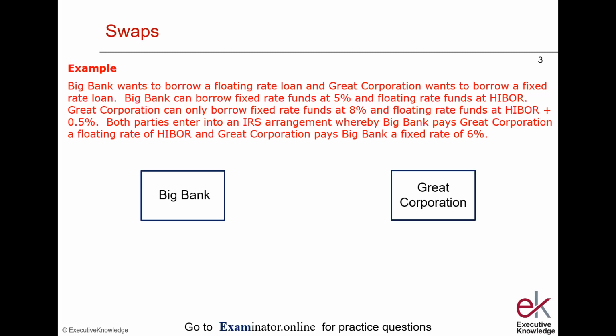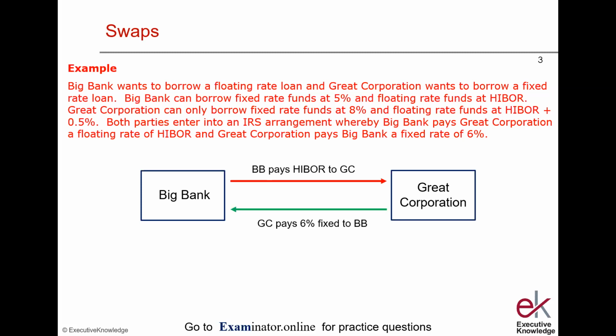So let's set up the diagram. You will have 1.5 minutes to answer this question, so you have got to automatically be able to write down the diagram. Now, what is the interest rate swap arrangement? It is that Big Bank (BB) pays HIBOR to Great Corporation, and Great Corporation pays 6% fixed to Big Bank. We've been given those details.